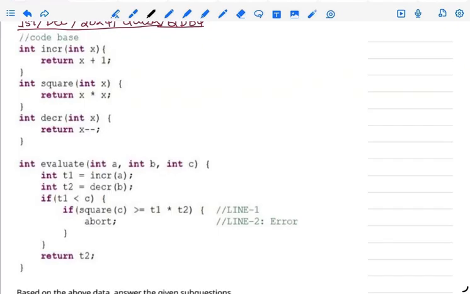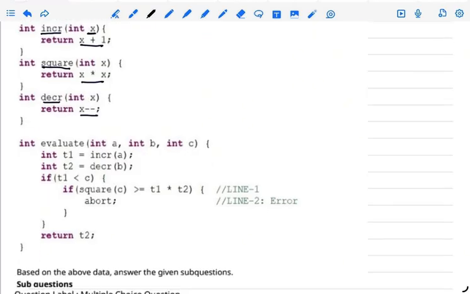In the code, int increment, incr means increment, right? We pass in a variable x, and it returns x plus 1. Incrementing means adding 1. There are 3 functions defined: increment, square and decrement. Decrement means subtracting 1, and square returns x squared. Int evaluate is a function that executes all the statements defined inside it.